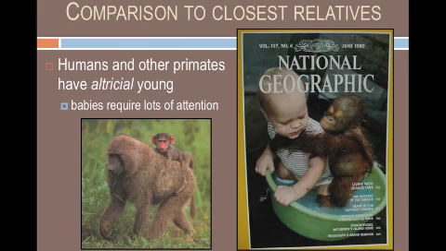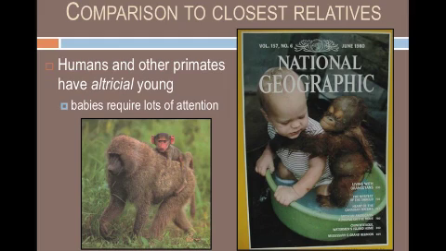The third characteristic that is common to all primates is that we have altricial young. That means that our babies are born sort of helpless. And this is true of all primates. When our babies are born, they can't do anything for themselves. So parents have to feed their babies, they have to carry their babies, they have to protect their babies, they have to keep their babies warm and safe and away from predators or any other danger.